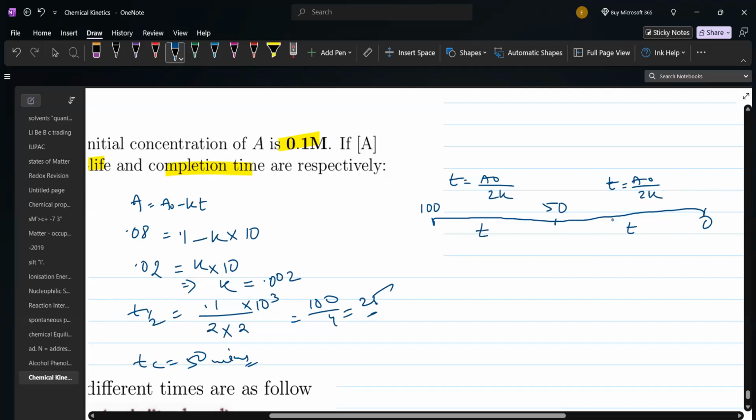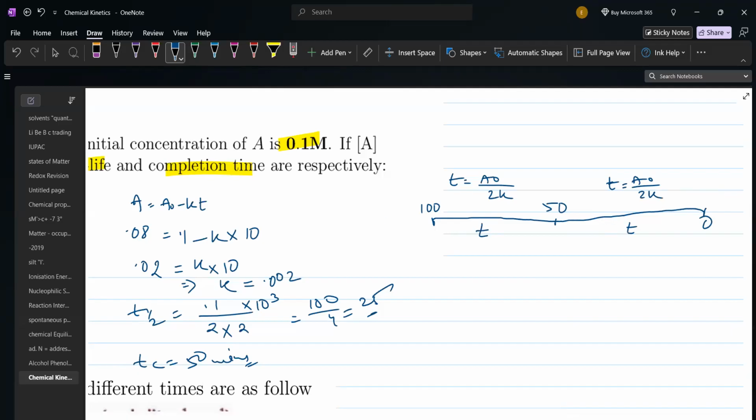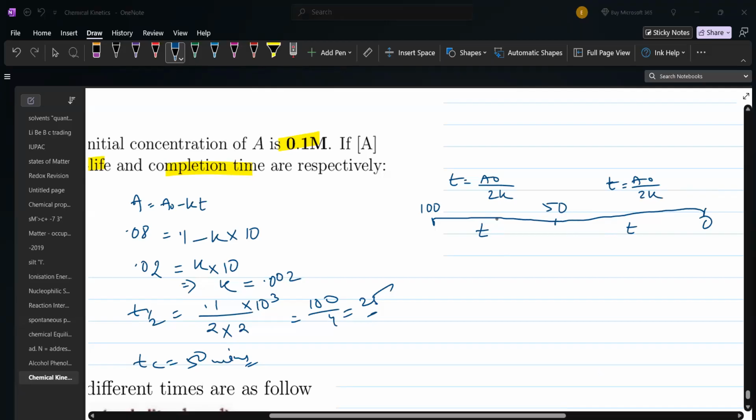This is like a linear graph, as we know. So this will come linearly. You can understand it like, if you want to say that 25% is complete, then this time will be, directly we can say, a naught upon 4k. For 25% completion, a naught upon 4k; without solving also we can say this.